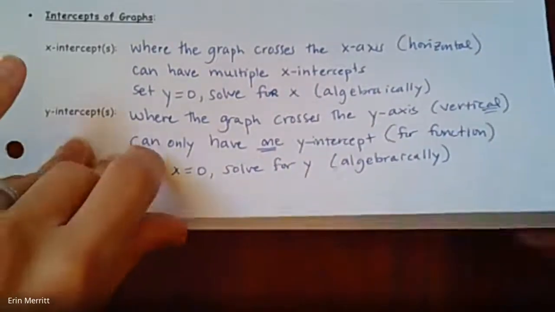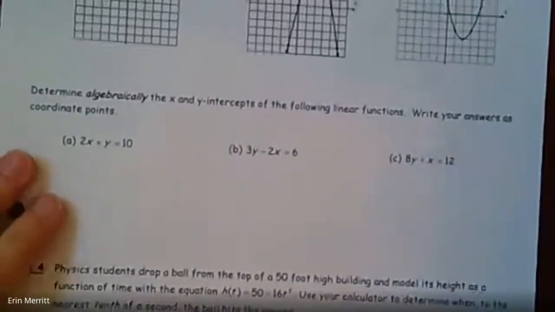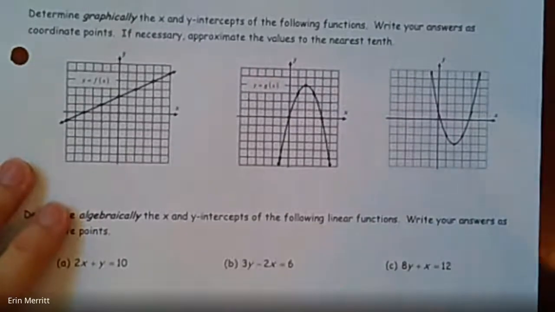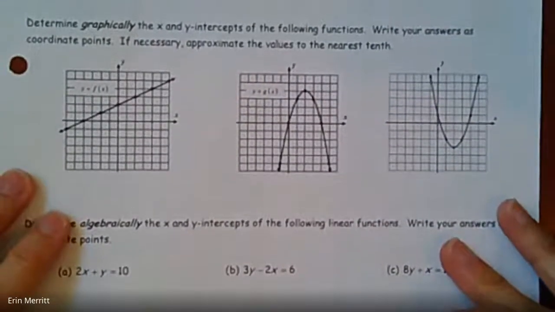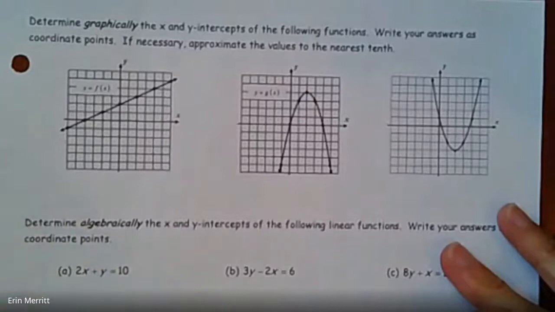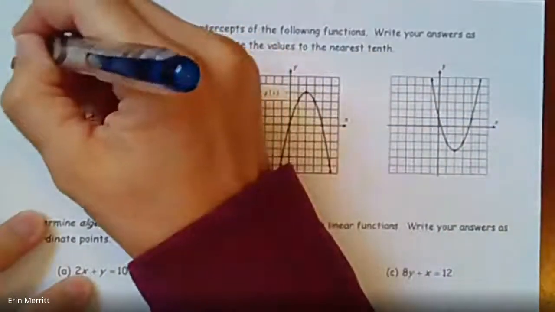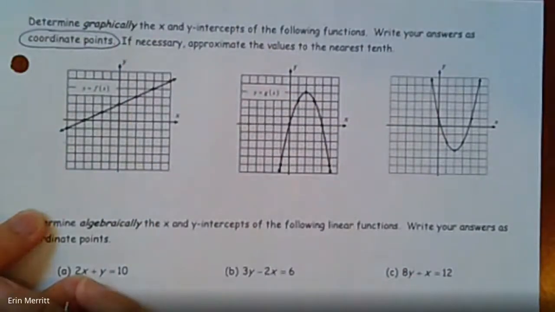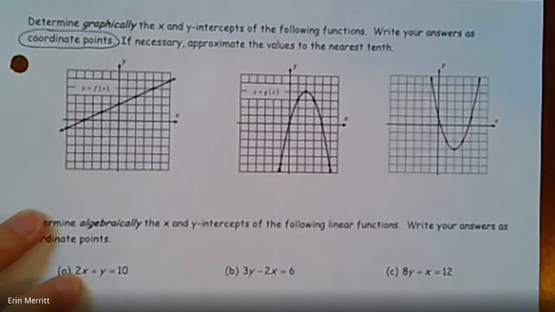All right. We have one last page with some examples to look at. So on the last page here, let me drop on down. It says determine graphically the x and y-intercepts of the following functions. Write your answers as coordinate points. All right. If necessary, approximate the value to the nearest tenth.